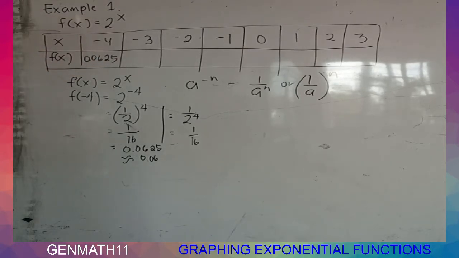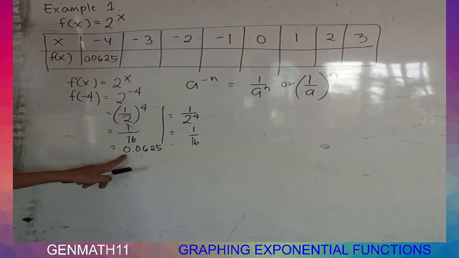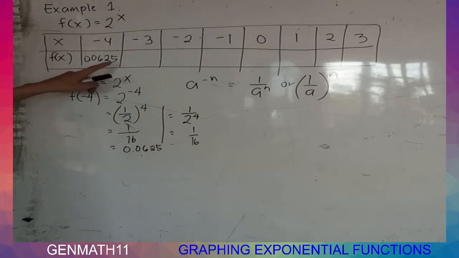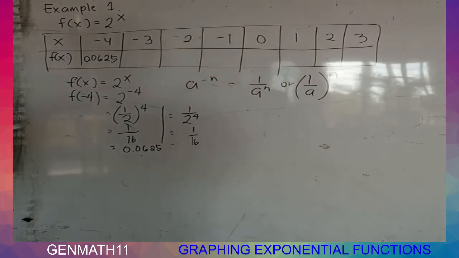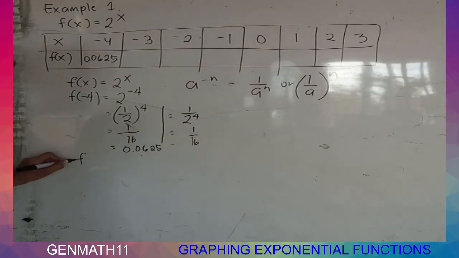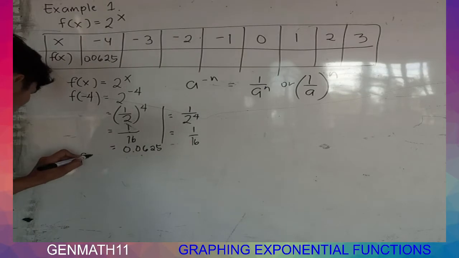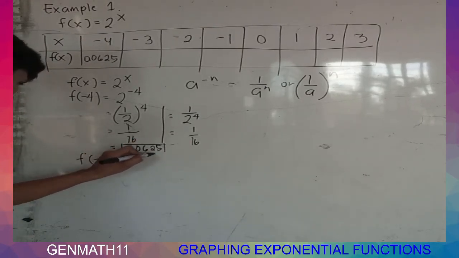Burahin natin to. So, approximately 0.0625 yung ating value ng ating first value, which is si x natin negative 4, then the y is 0.0625. Okay, next. Negative 3. Substitute na natin yung negative 3. Lagyan natin ito ng box. Ito yung negative 4.